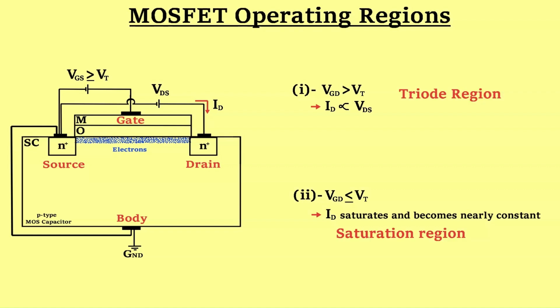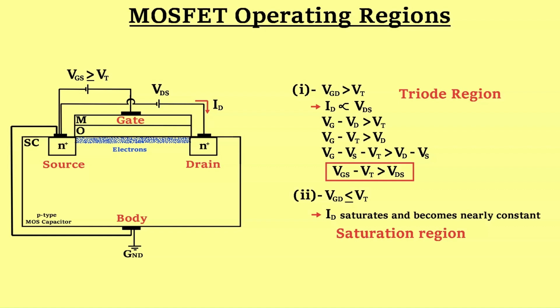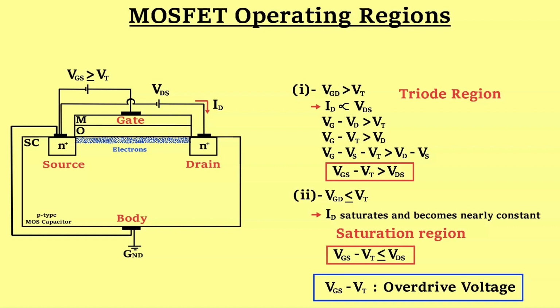After a little bit of modification, we can change the conditions for triode and saturation region in terms of drain to source voltage difference and gate to source voltage difference. Gate to source voltage difference minus threshold voltage is an important parameter which is commonly referred to as overdrive voltage.